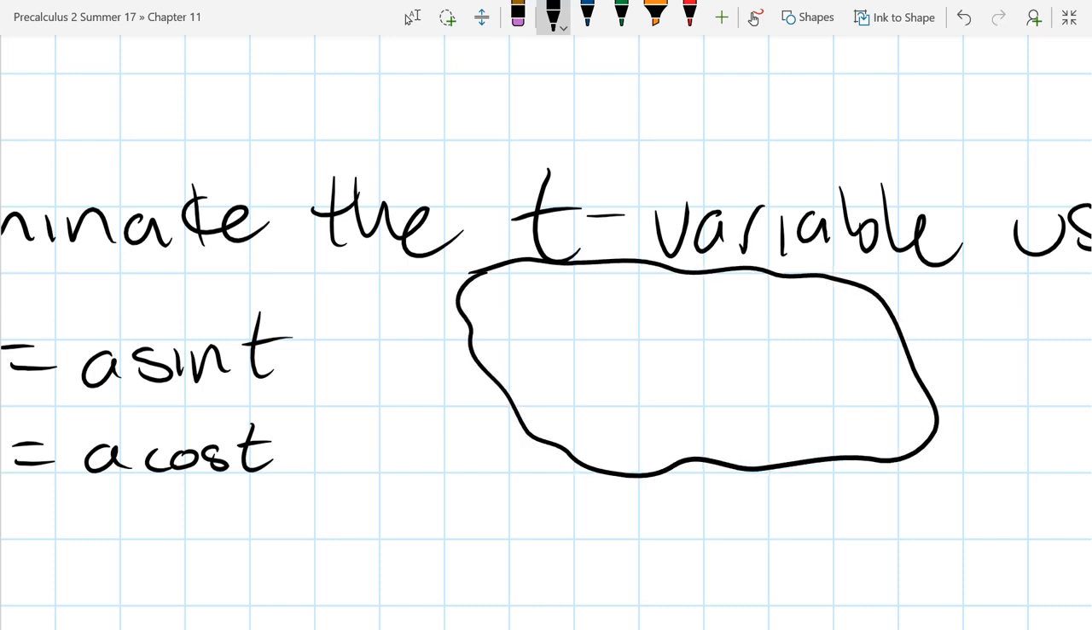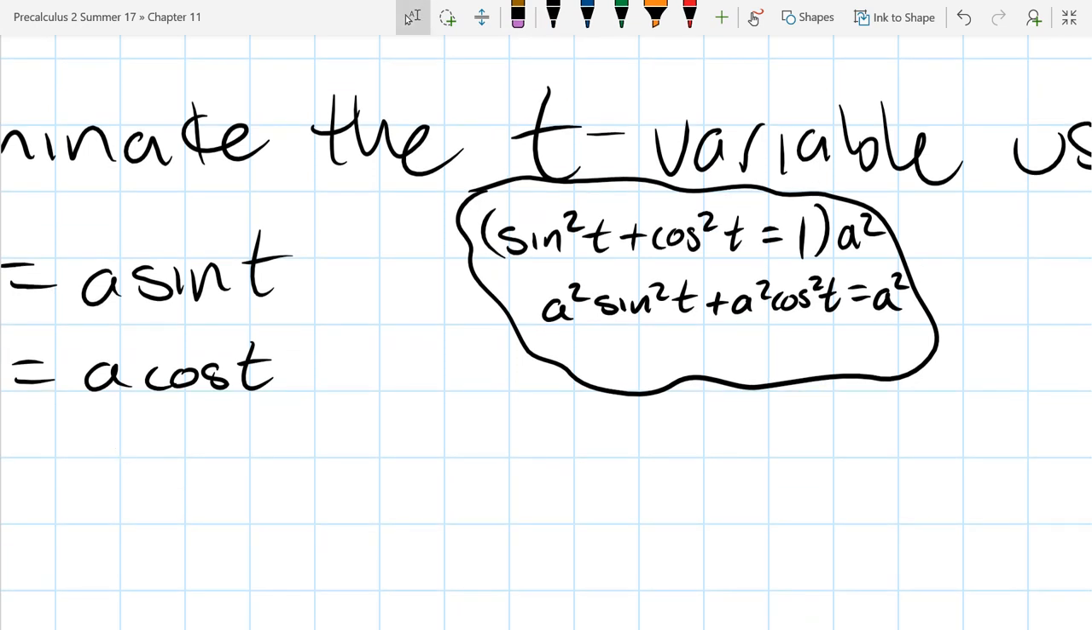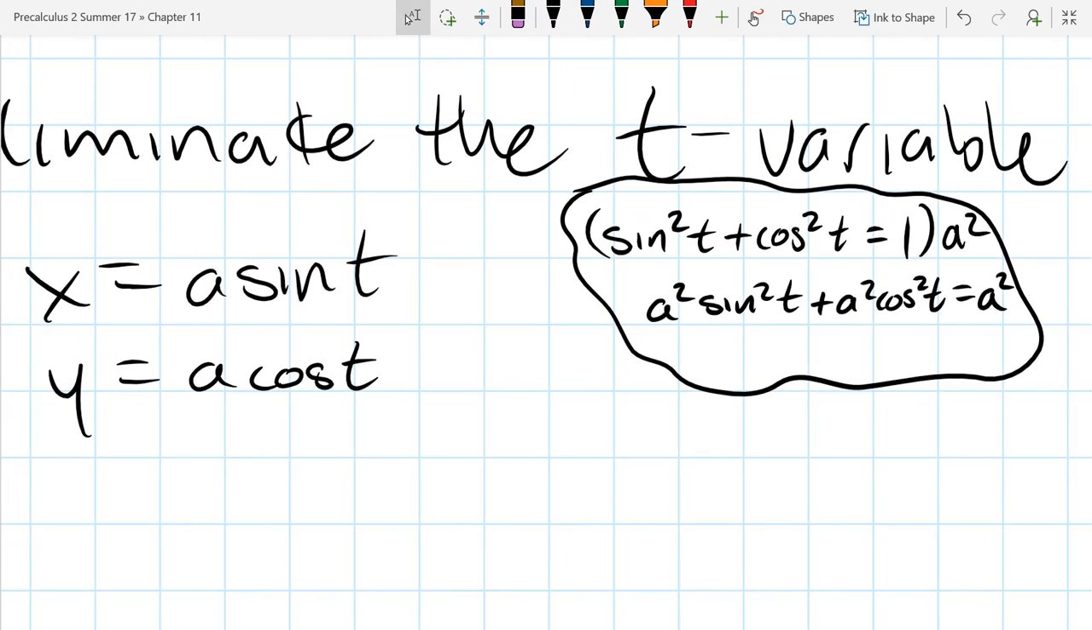So this is supposed to be a thought bubble. So that's one way to cancel out sine and cosine. Now, unfortunately, we got a next to both of these. So take this whole thing and multiply it by a squared. That would look like a squared sine squared t plus a squared cos squared t equals 1 times a squared, which is a squared. All right, so what we're going to do is square each of these and add them together.